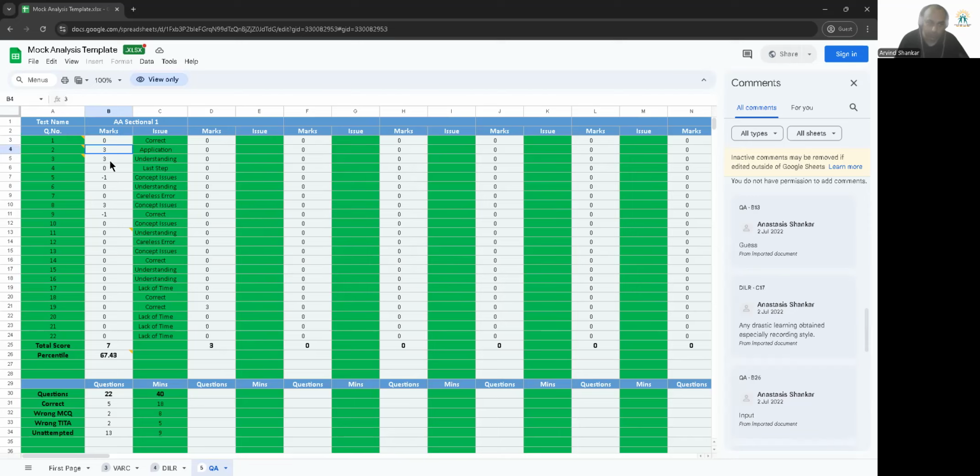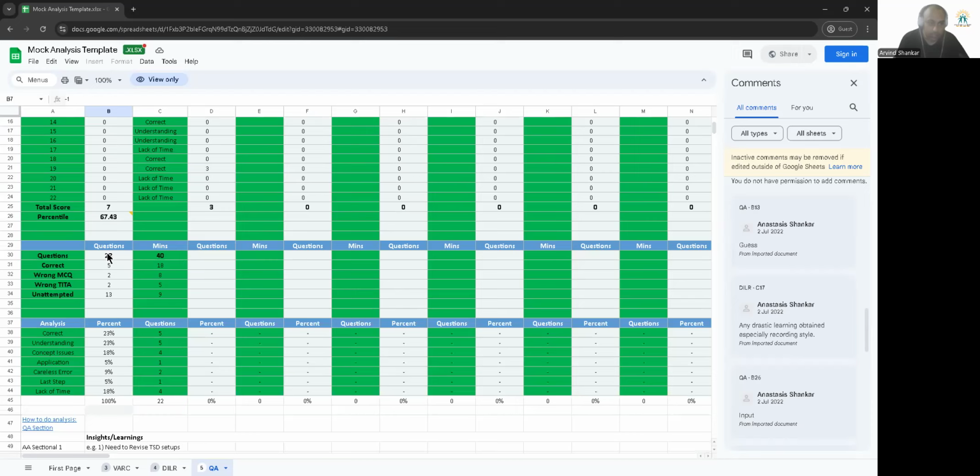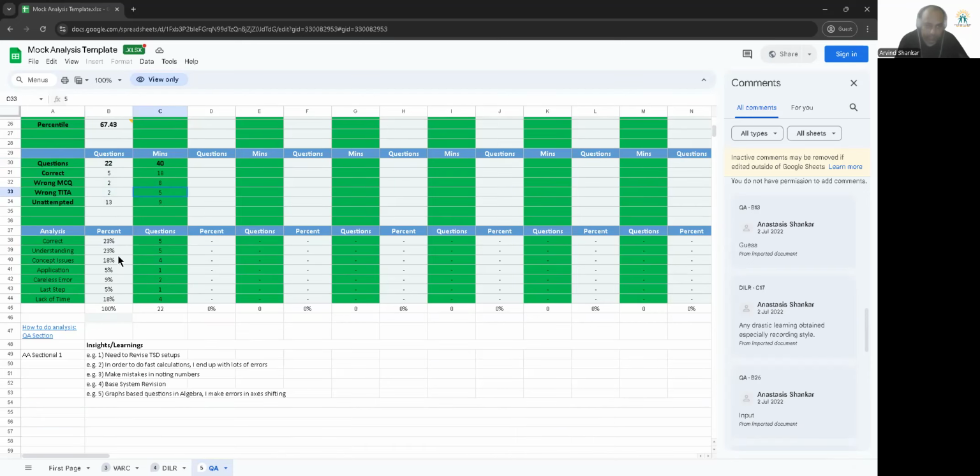You can only get a score of 3 or 0 or -1 in the quantity section. Then you will have whatever questions, correct question पे कितना time दिया, wrong MCQ पे कितना time दिया, wrong theta पे कितना time दिया, unattempted पे कितना time दिया. You also have all these numbers available. Correct, incorrect, all of this will get generated automatically. You don't need to do anything.